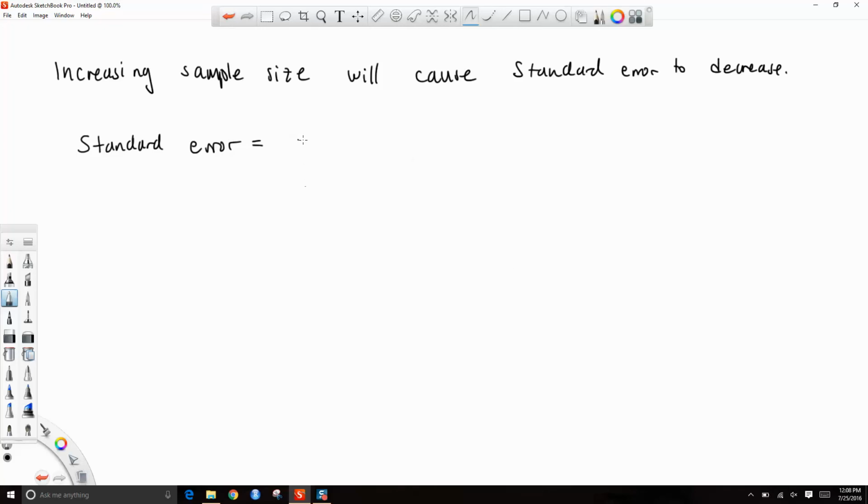This is the standard deviation of what? Standard deviation of the sampling distribution.